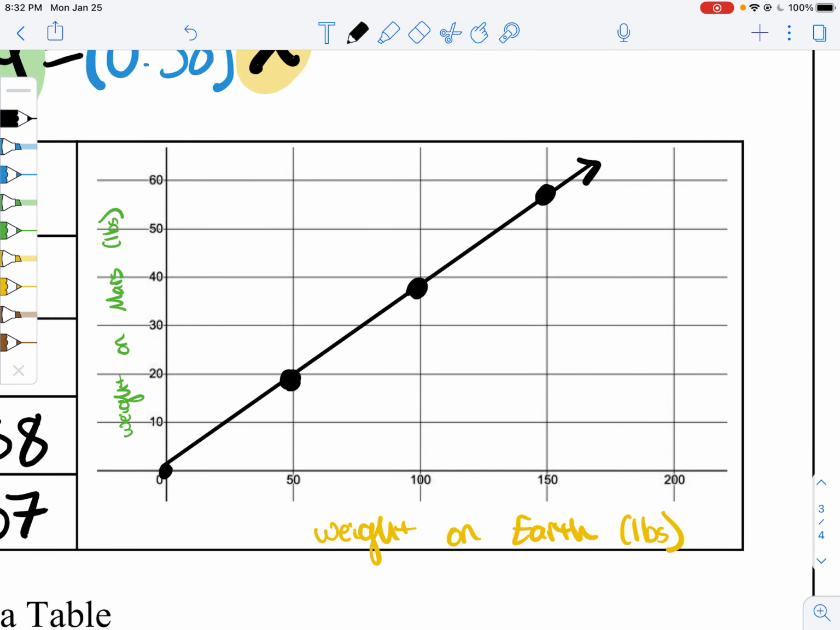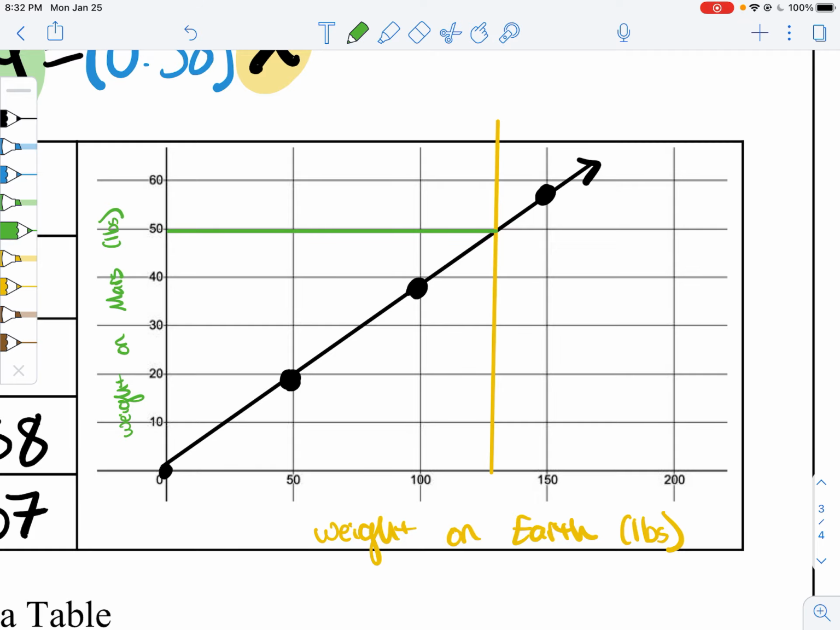Now you can use this to estimate how much you would weigh. So if you weigh like 125 pounds, this is more like 130 pounds. If you weigh 130 pounds on Earth, you probably weigh 50 pounds on Mars.